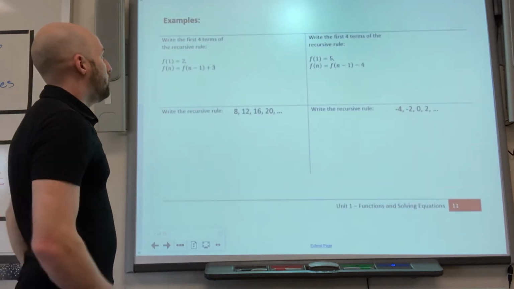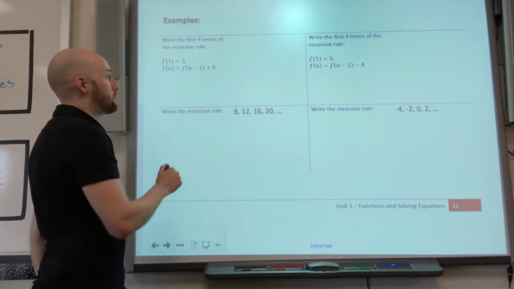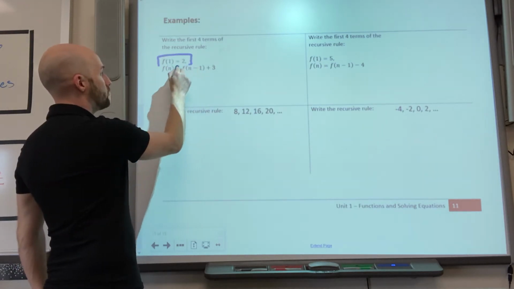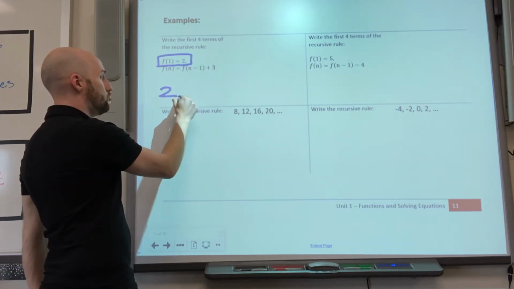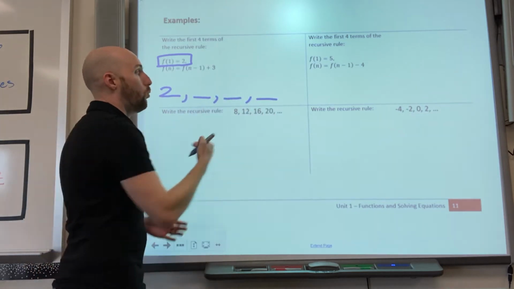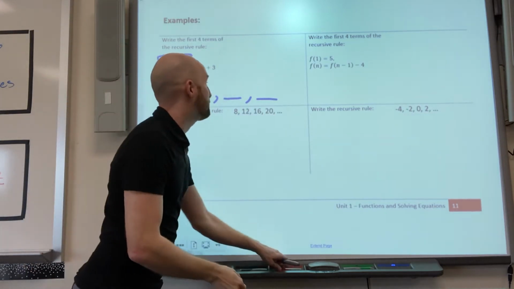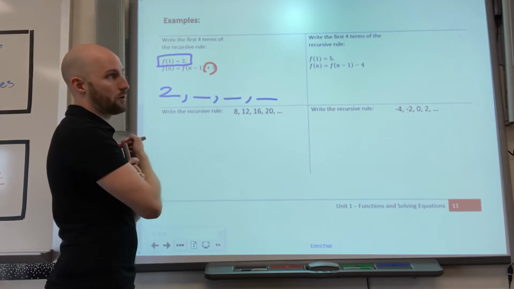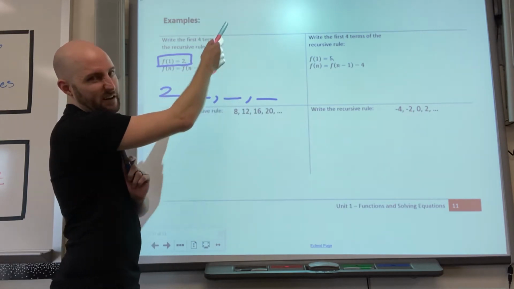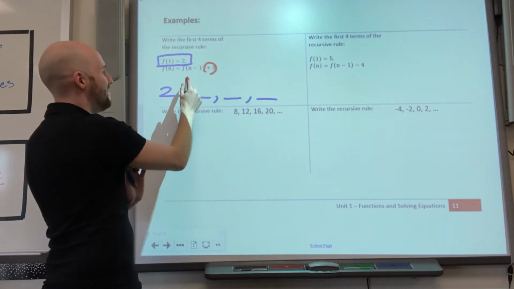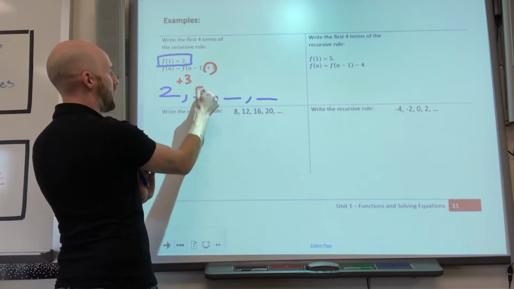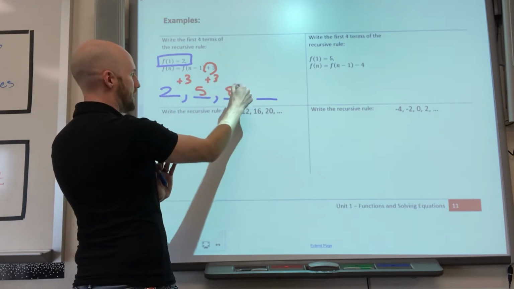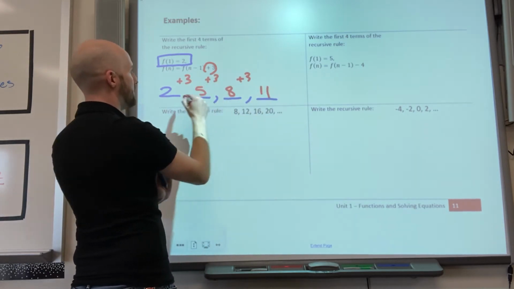All right, let's see some more examples. So here, what is the first number? The first number is 2. And now, what is the pattern? Plus 3, plus 3, plus 3. I think it's the same one from up here. 2 plus 3 is 5. Plus 3 is 8. Plus 3 is 11.